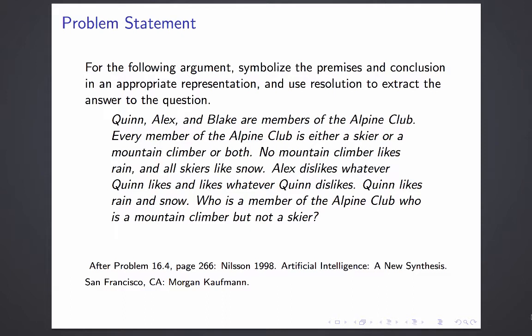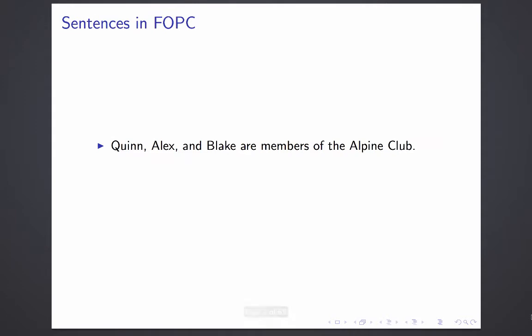And we can use resolution proof to see who this is. So the first thing we need to do is represent these sentences in first order predicate calculus, or first order logic. First one's pretty easy. Quinn, Alex, and Blake are members of the Alpine Club.